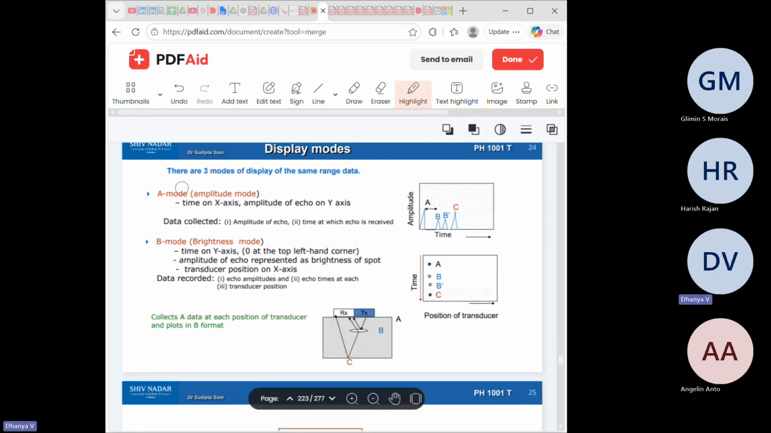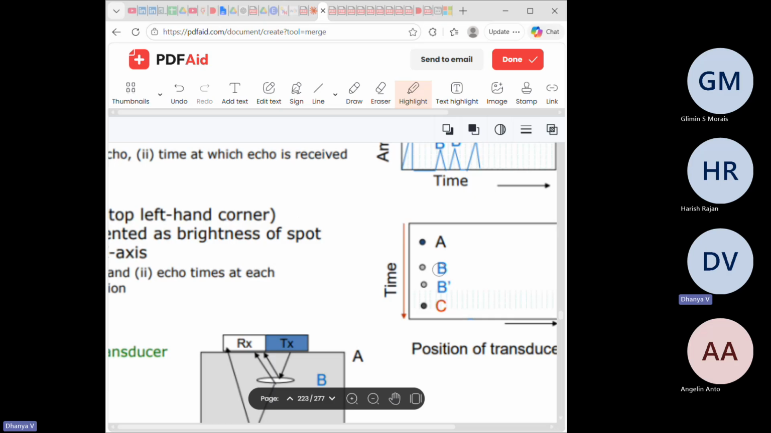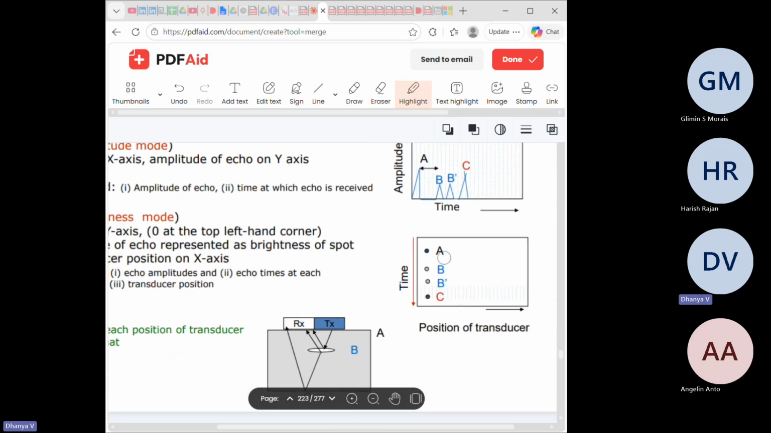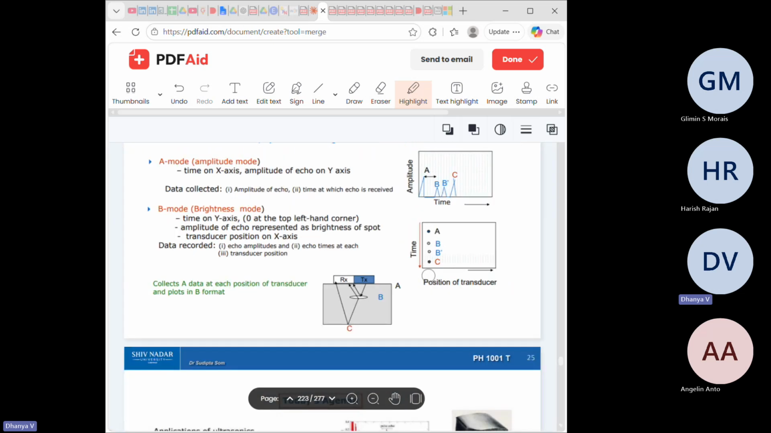Okay, and the amplitude scan, I told you it's based on the A mode scan. It's based on your amplitude and time. Then your B mode scan is based on your transducer position and the echoes at each. So here A is more highlighted, which means there's more intensity or more amplitude for A. If you compare these, A is the highest, so it gets the darker shade. Then B and B dash are almost a similar shade, and C is slightly less dark than A, or similar to A. It depends. So that's what your B mode scan is.